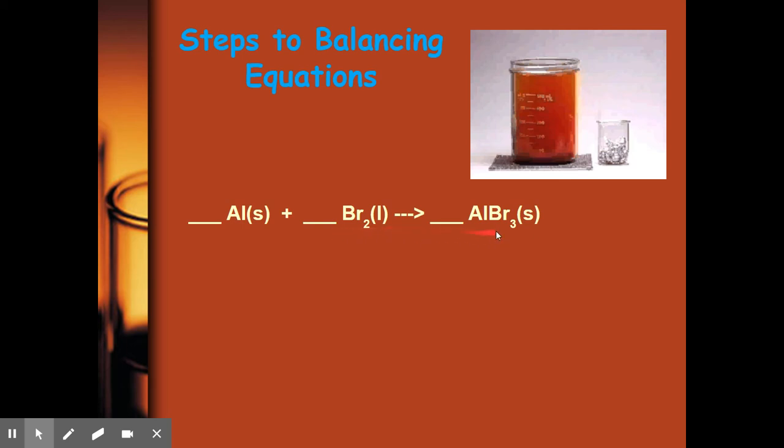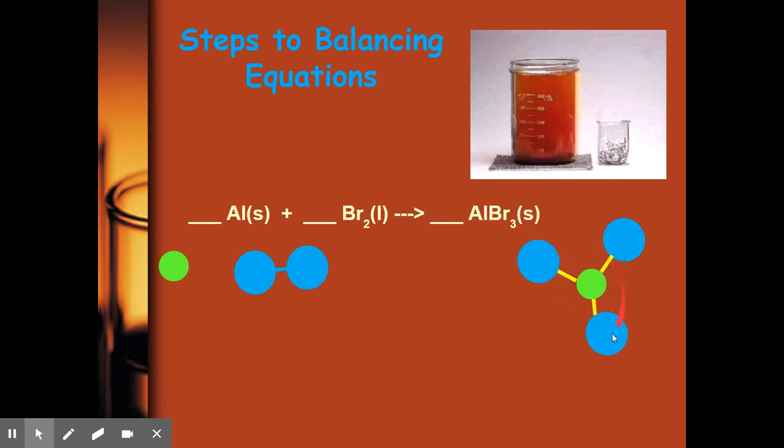So to balance these, we have to find what's called a lowest common multiple of them. The lowest common multiple of 2 and 3 would be 6. So to get this to 6, we would have to put a 3 in front of it. So this is what it looks like. This means 1 aluminum atom. This means Br2, 1 bromine molecule. And then we've got 1 AlBr3.